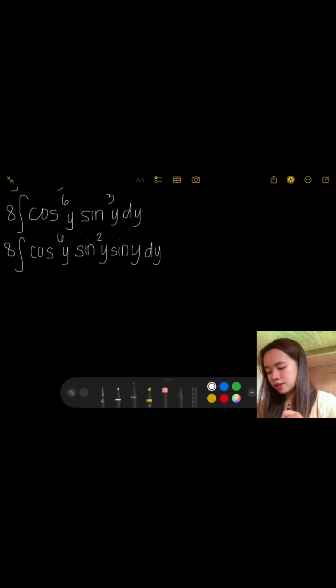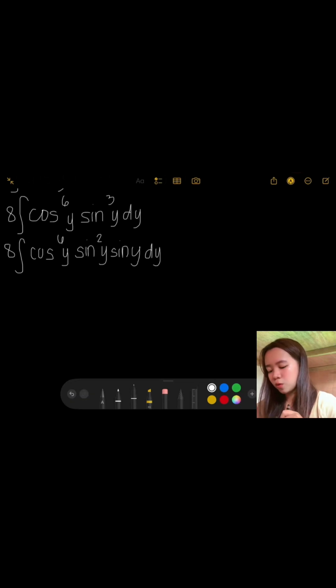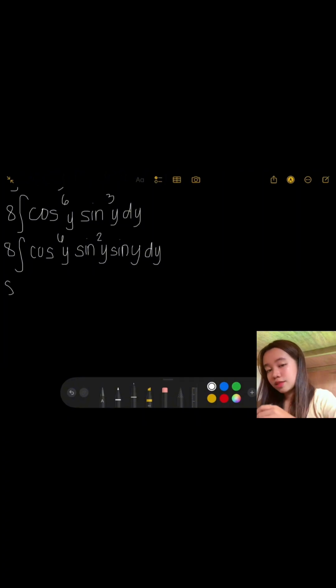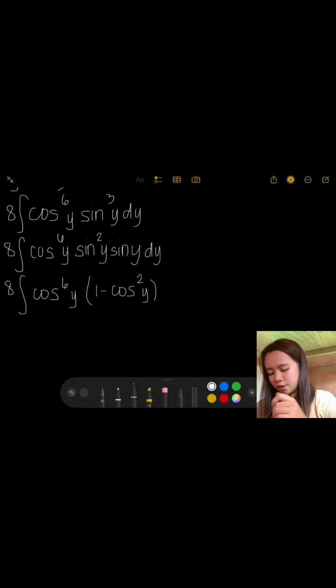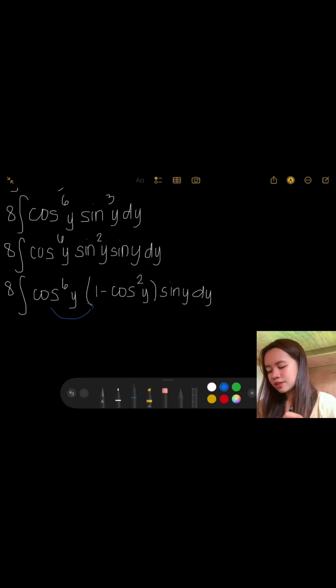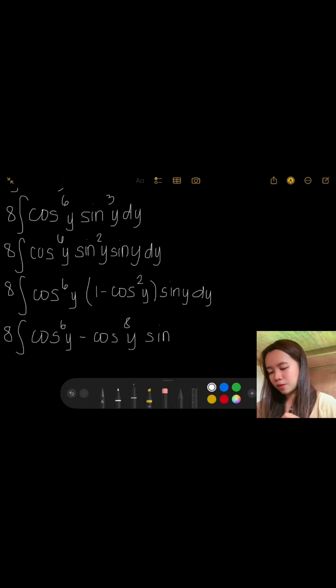And we all know that sine squared y is equal to 1 minus cos squared y. So this will become 8 integral of cos to the 6th y multiplied by (1 minus cos squared y) sine y dy. So we will distribute, or multiply, the cos to the 6th y by (1 minus cos squared y). So this will become 8 integral of (cos to the 6th y minus cos to the 8th y) sine y.